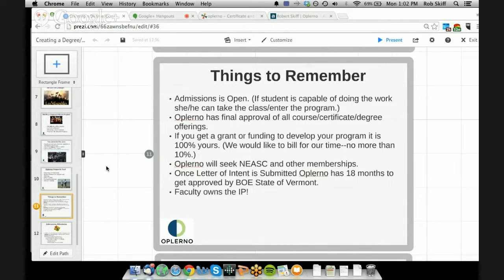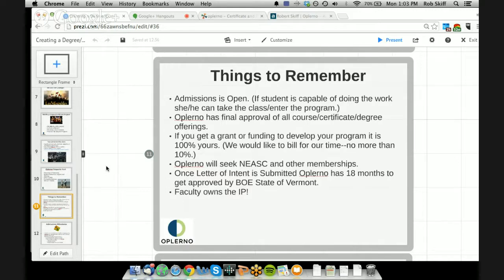creating a degree is a lot of work. And there's a lot of different kinds of degrees that foundations and other grant-making institutions support in terms of development. So unlike most traditional universities, which take a huge cut in terms of costs, if you get a grant or you get funding to develop your program, it's 100% yours. In other words, we're not going to take that, although if we have a lot of time that we're spending in terms of modifying or changing the class, we'd like to bill you for it, but we won't take any more than 10%.